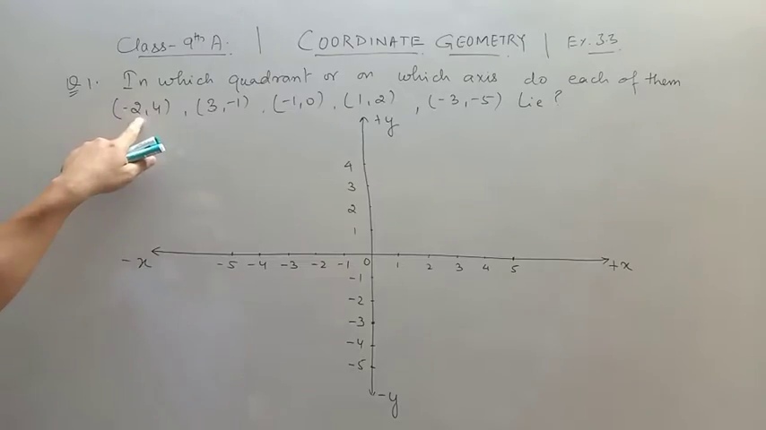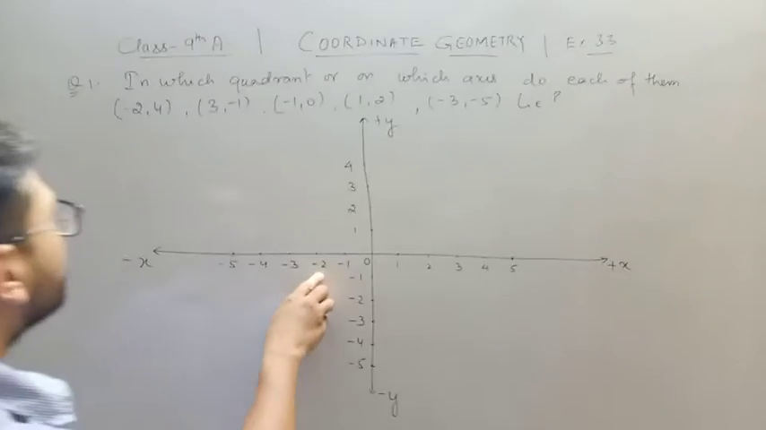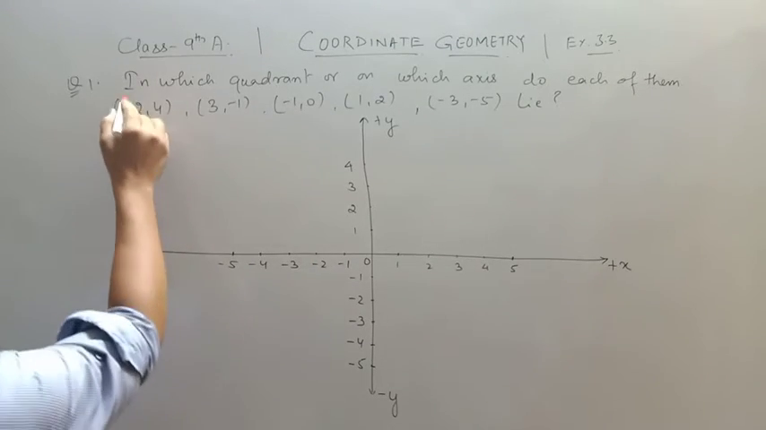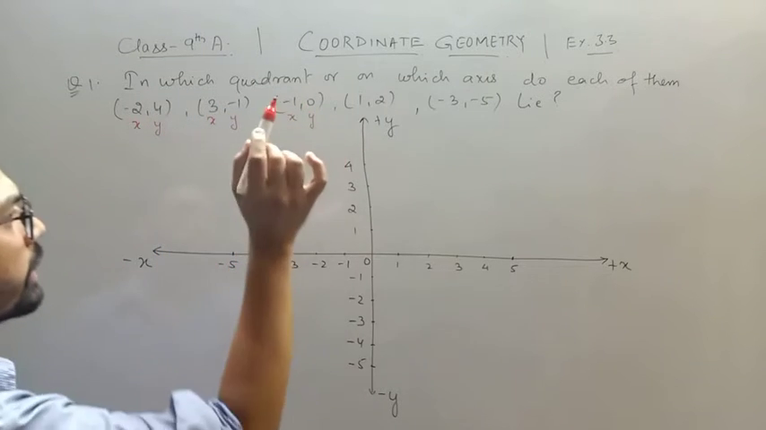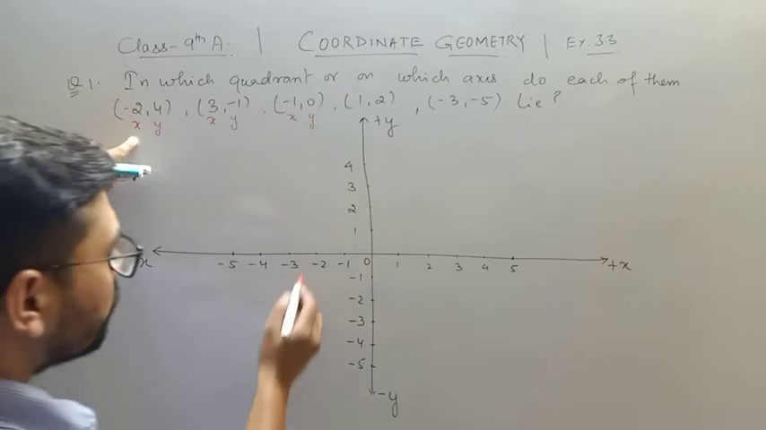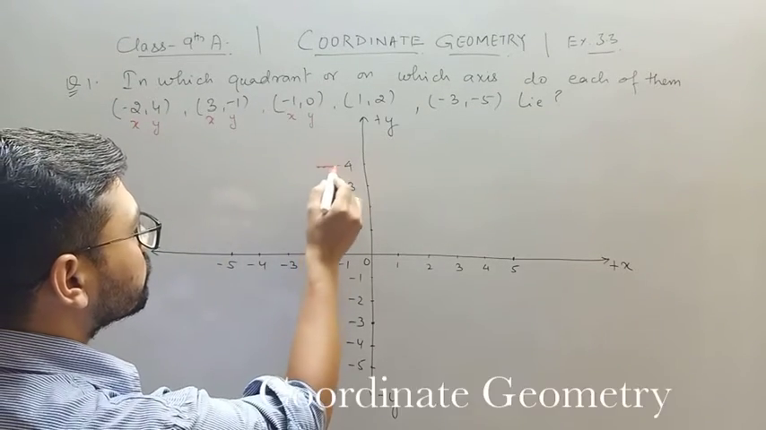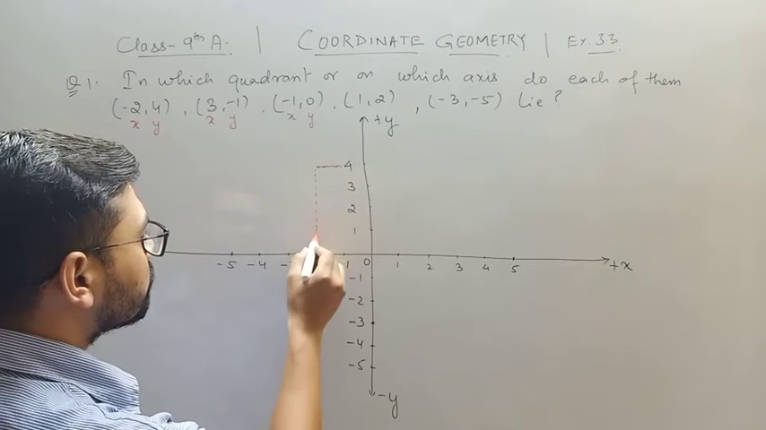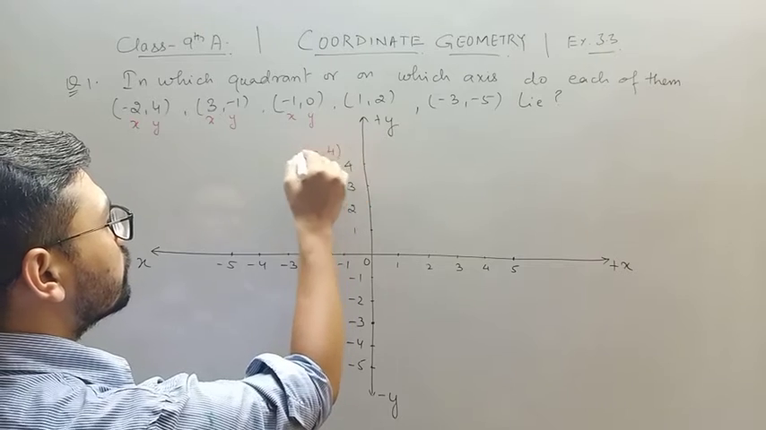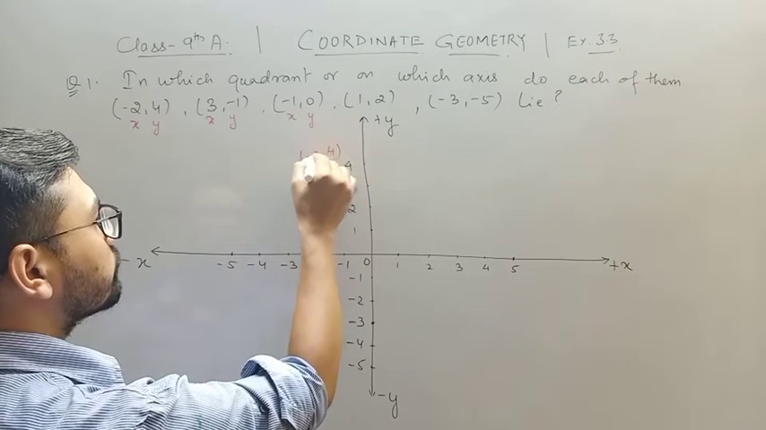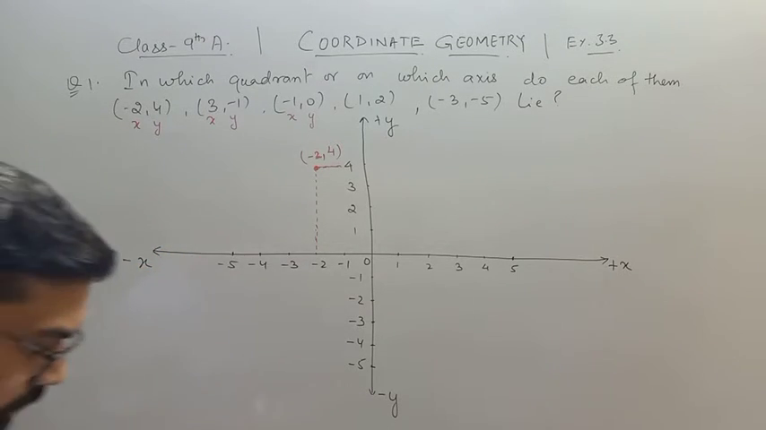Now the very first point is -2 comma 4. So -2 comma 4 lies somewhere here. This is -2. The first part represents x, and the next part represents y. X, y, x, y. So first is -2, so x is -2 but y is 4. So the point lies somewhere here. So this point is -2 comma 4. This coordinate lies in the second quadrant. This is the second quadrant.